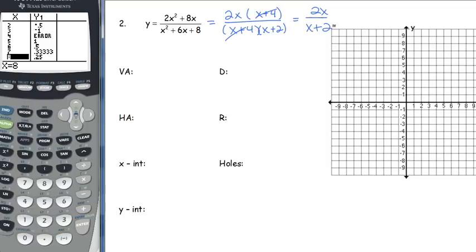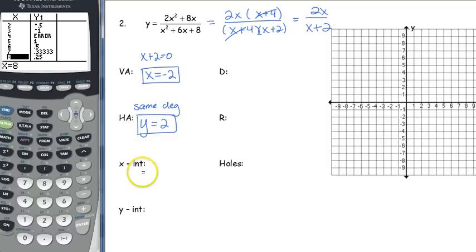Vertical asymptote, it's always our denominator set equal to 0. So we've got our x plus 2 equal to 0, so our vertical asymptote is at x equals -2. Horizontal asymptotes, we look at our equation. We've got a first degree on top and bottom. So we've got the same degree, which means we're going to divide the coefficients. So it's 2 divided by 1, which is 2. So we've got a horizontal asymptote at y equals 2.